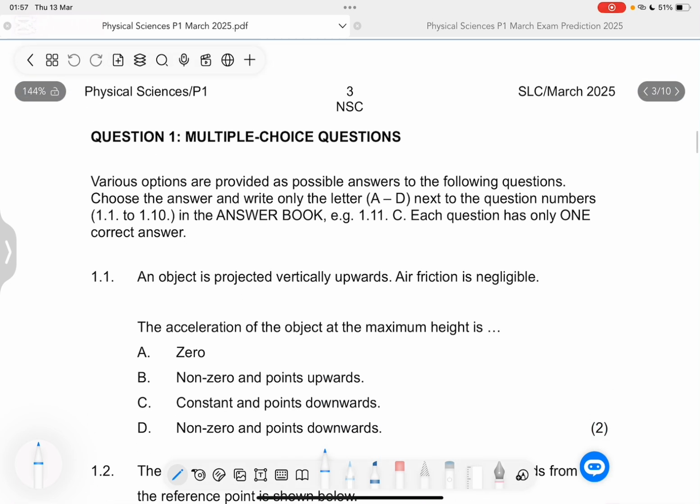Your 2015 March exam will definitely have question 1, which is based on multiple choice questions. To answer multiple choice questions or any question in physical sciences, we use the academic constitution that consists of 4 rules. The first rule is the I rule. The second rule is the C rule. The third rule is the A rule. And the last rule is the N rule.